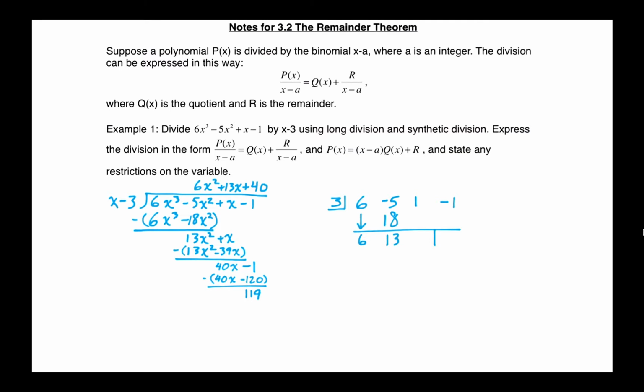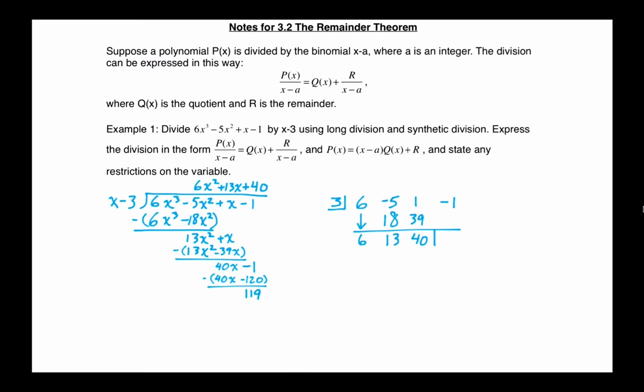So 18 plus -5 gives me 13. And now notice that that 13 is a 13x, which is the same as a 13x there. And now I'm going to do 13 times 3 is going to give me 39 here, just like 13 times -3 gave me -39x here. And instead of subtracting a negative, I get to add the opposite, which is easier.